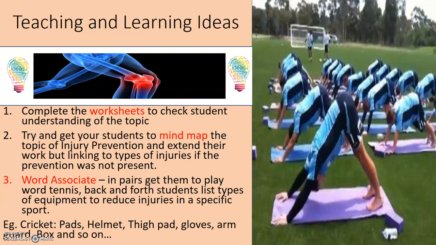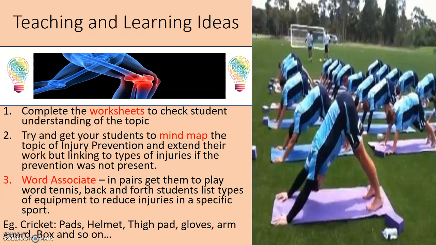In terms of injury prevention, an extension to the mind map is to look at ways in which, once they've identified what prevents injury, if that prevention was taken away, what types of injury might occur. For example, if a helmet wasn't used in cricket, and the ball hit the head rather than the helmet, that might cause a concussion. So there's a real bridge and crossover there, with students identifying what types of injuries might occur if we didn't have those preventions in place, and that starts bridging the gap in interlinking certain topics together.